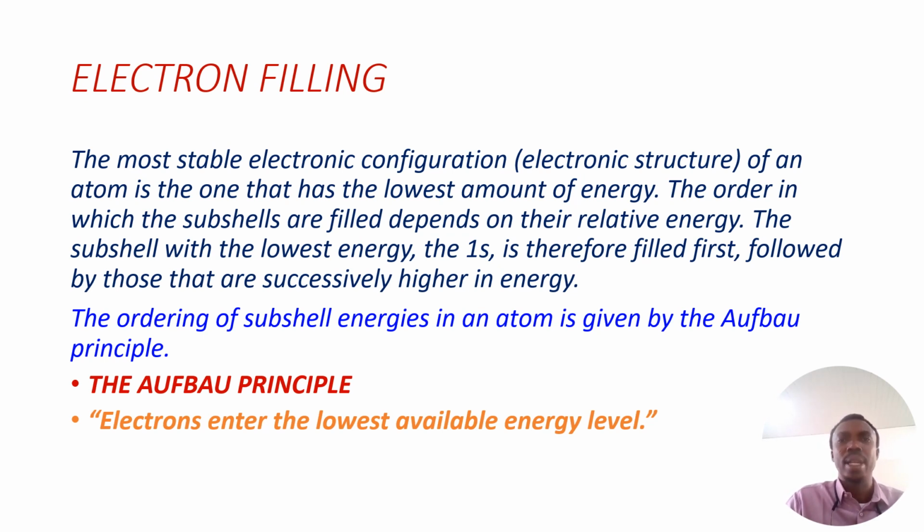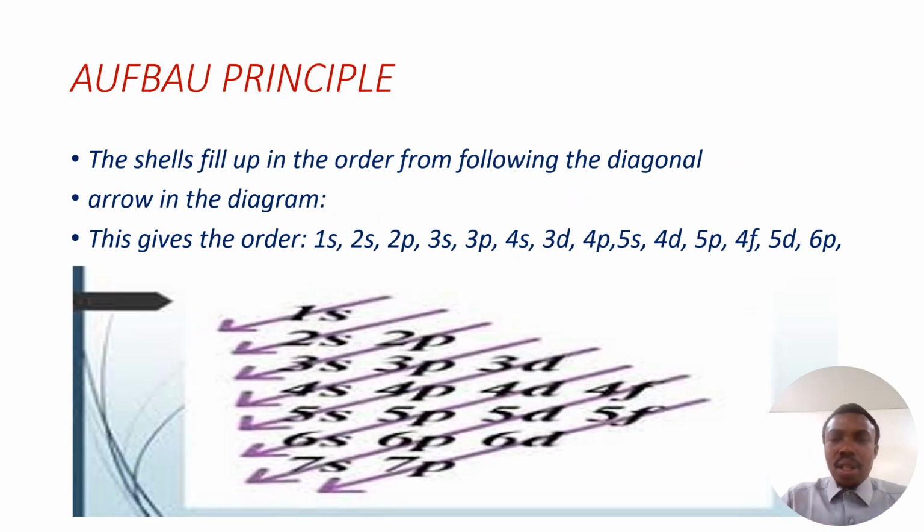So still on the Aufbau principle, which is also known as the building principle, which gives an explanation of how electrons are arranged, starting from the innermost shell to the outermost shell, from the shell with the lowest energy level to the highest energy level. The shells fill up in the order following the diagonal arrow in the diagram below.